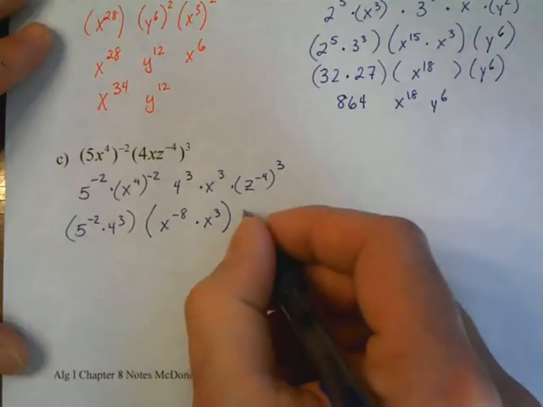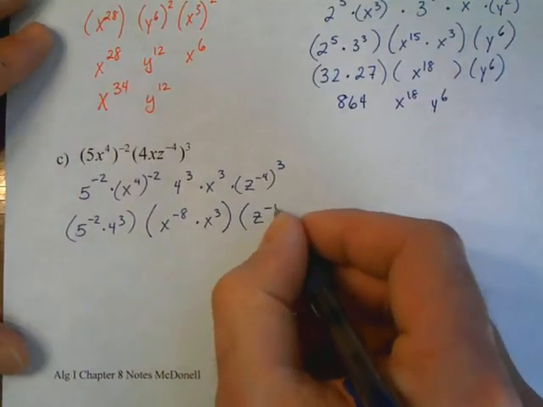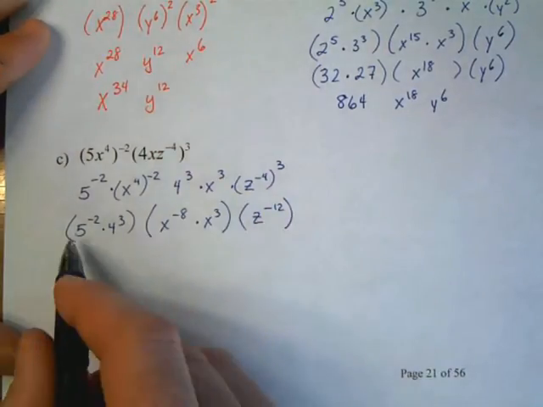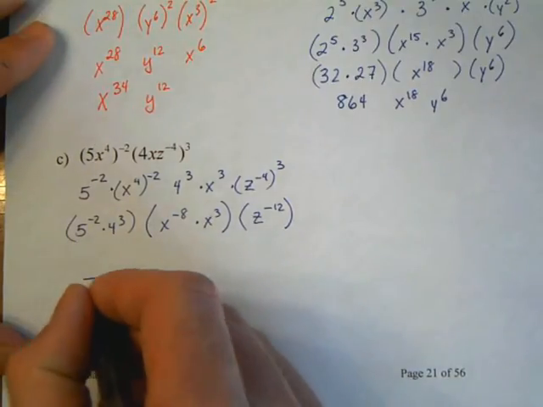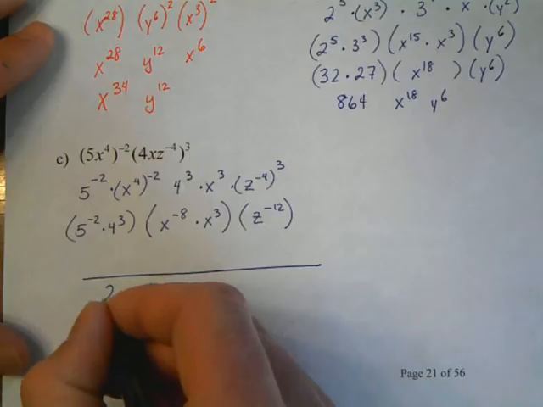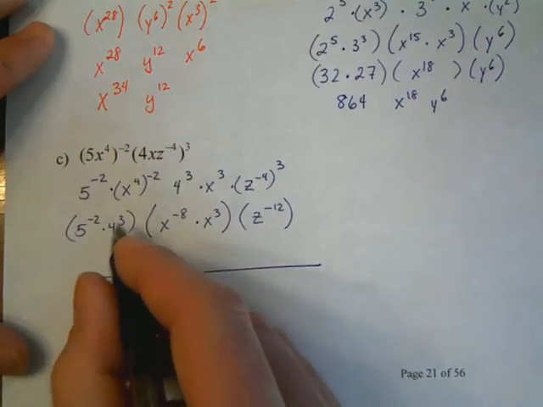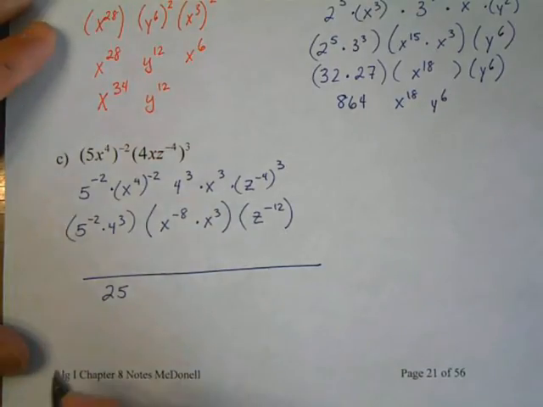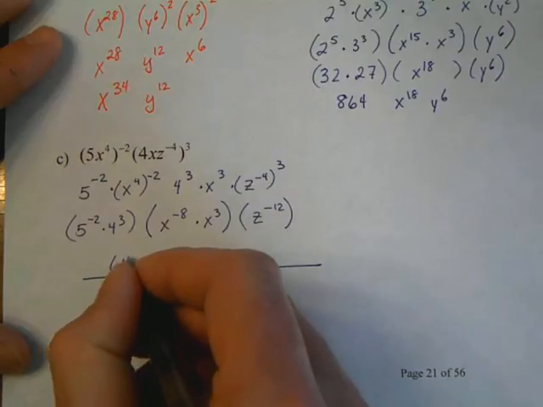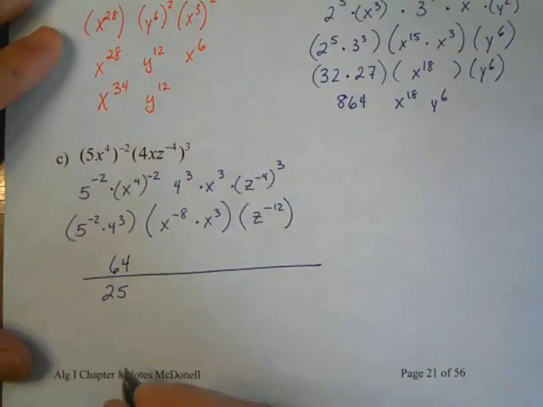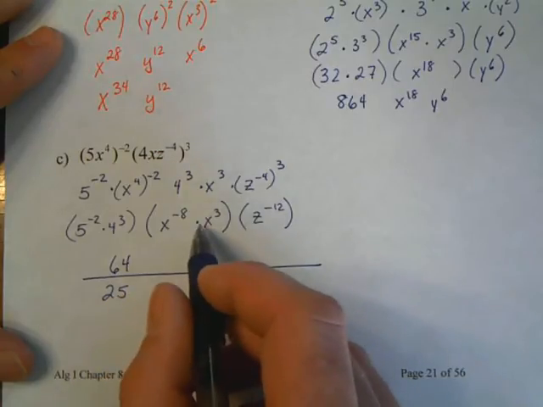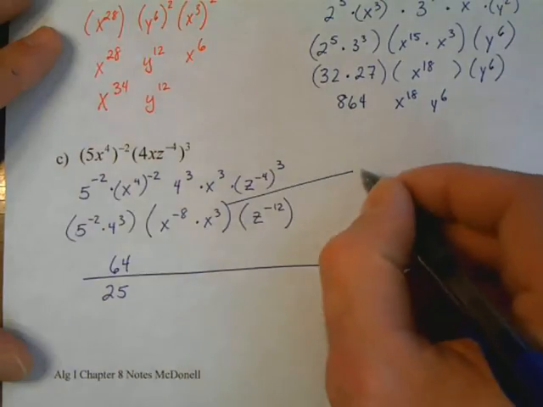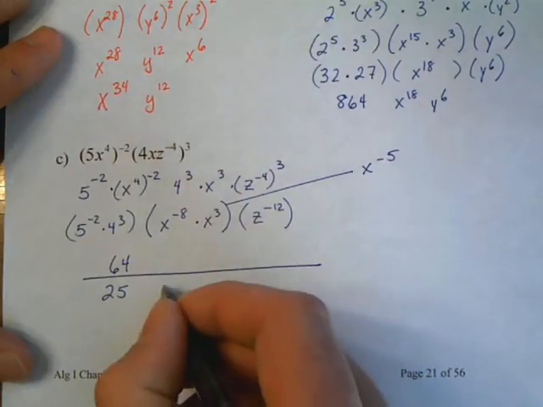Let's group our numbers together. Put the numbers in front. Power to a power for our x's, that's x to the negative 8 times x cubed, and then our z is at the back, power to a power, we multiply. Well, 5 squared is 25, but since it's a negative 2, that's going to go on the bottom as a 25. 4 cubed, you could use your calculator and figure that out, or you could know that that is 64. 4 times 4 times 4.